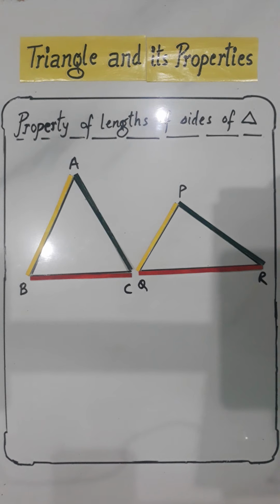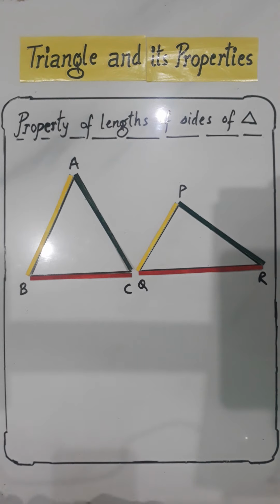The first one is the sum of lengths of any two sides of a triangle is greater than the length of the third side, and the other one is the difference between the lengths of any two sides is smaller than the length of the third side. So let us first see the addition of two sides.